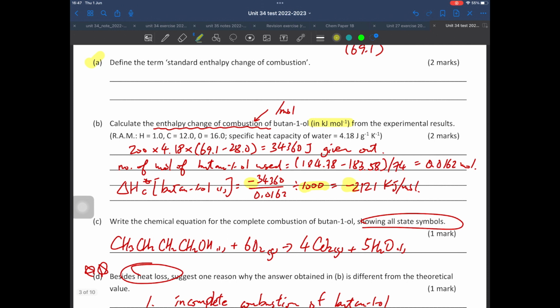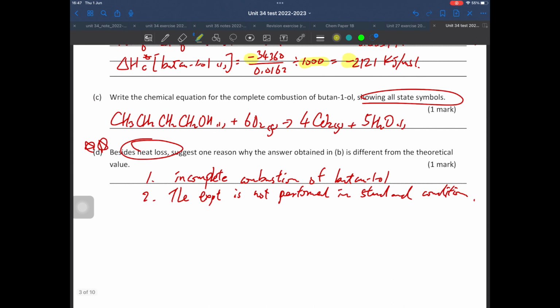First, you can see with the enthalpy change of combustion, the negative sign is here. The second one, because the question requests kilojoule per mole as the final unit, I need to divide the values by 1000. Next is the chemical equation with the state symbols. Well, this is easy, no tricks at all.